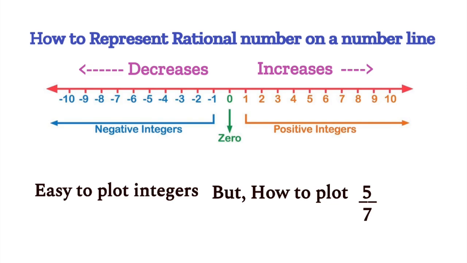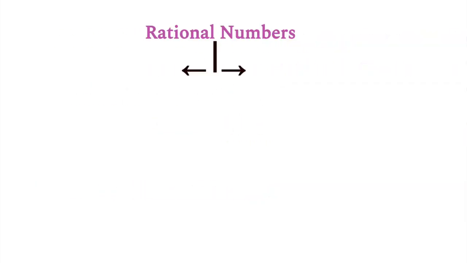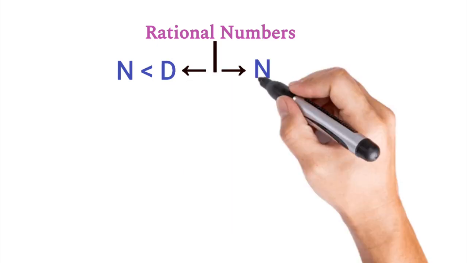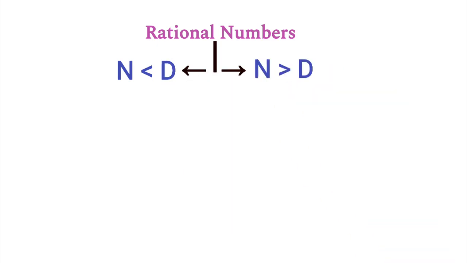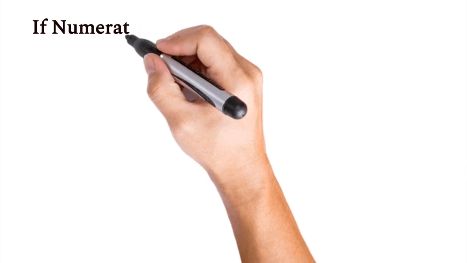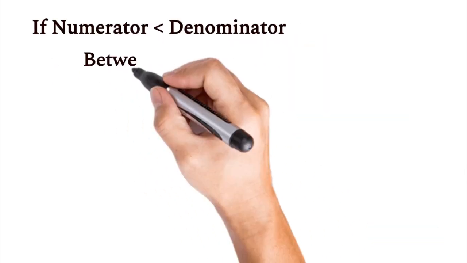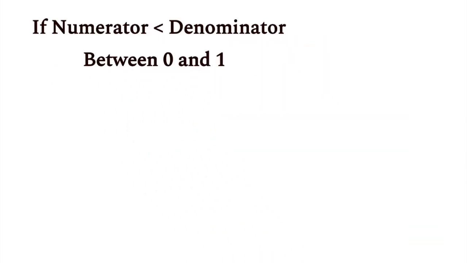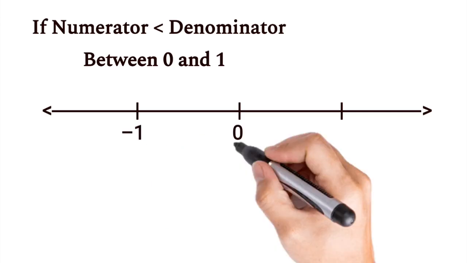Let's classify the rational numbers into two types. One is numerator is less than the denominator, and the other is numerator is greater than the denominator. Note that we see only the numerical value to compare the numerator and the denominator. If the numerator is less than the denominator, the positive rational number will be between 0 and 1. So we draw the number line like this.